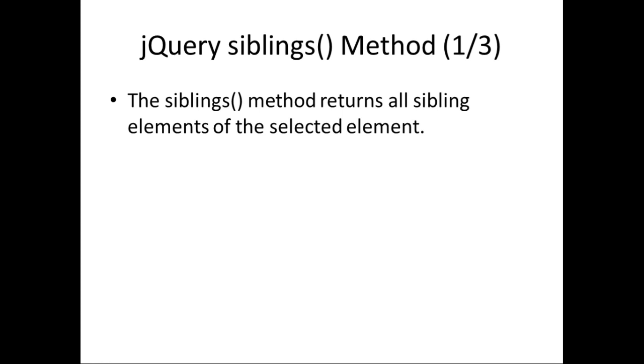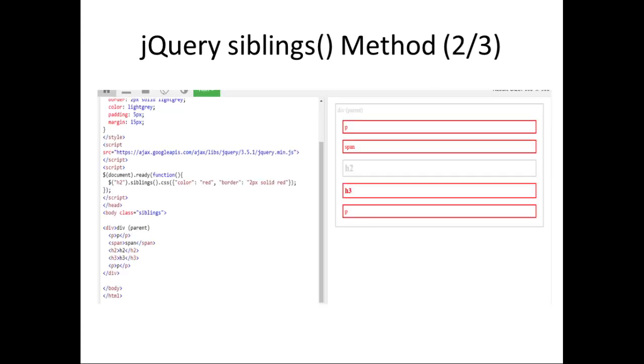The siblings method returns all sibling elements of the selected element. So again, if you're siblings, that means you have the same parent. So here, if we look at our document, we have a division, and inside the division we have a paragraph, we have the span. Again, the span is not inside the paragraph. You have H2, H3, and another P. But all of these elements are inside the division.